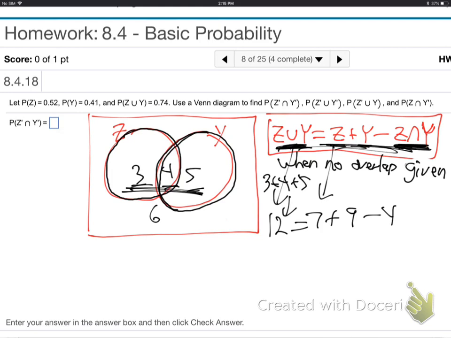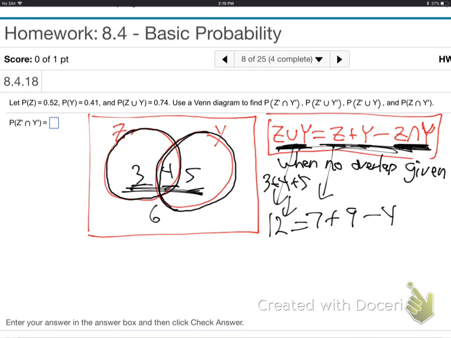We'll move on. The union is everybody we want, not the outside. We're not talking about the outside, right? Just the 3, 4, and 5. Everybody in a circle once. That's circle Z united with circle Y. What's everybody once going to equal? All of Z and all of Y, but then you've counted the middle twice, so subtract the middle once.